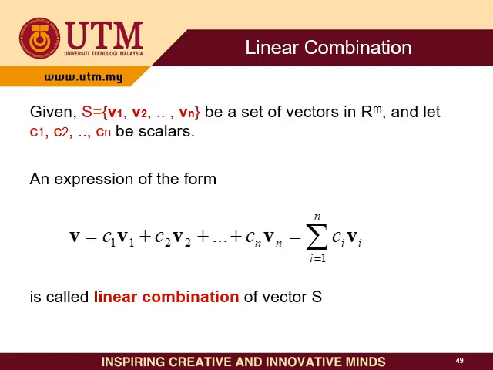Linear combination. Alright, here we are given S equals V1, V2 until Vn, a set of vectors in Rm, and let C1, C2, and Cn be scalars. So an expression of the form V is equal to the scalars times the vectors in S, so C1 V1 plus C2 V2 until Cn Vn, is called a linear combination of vectors in S.